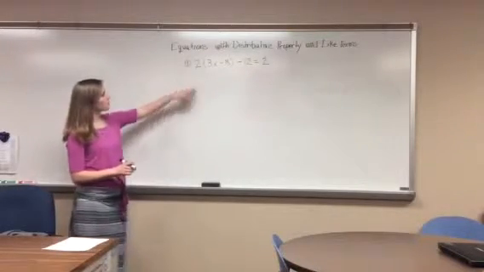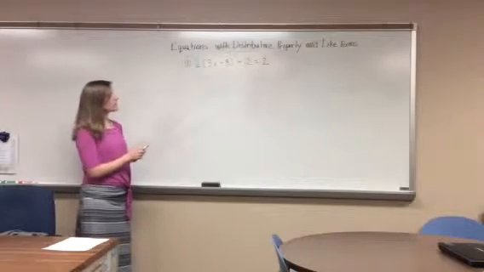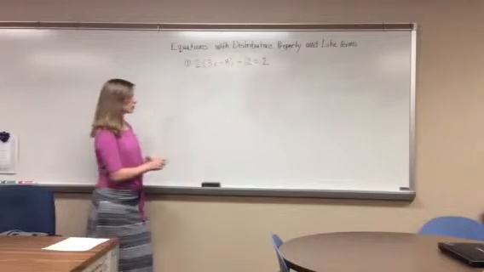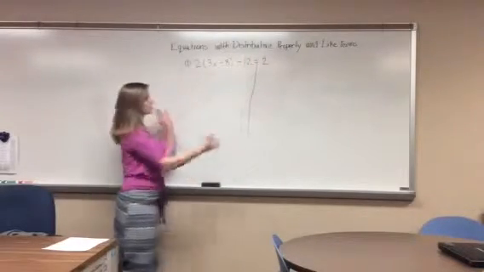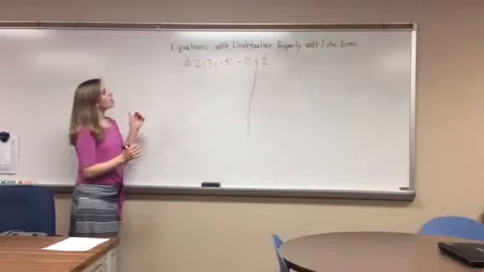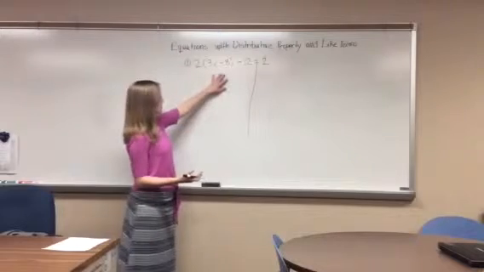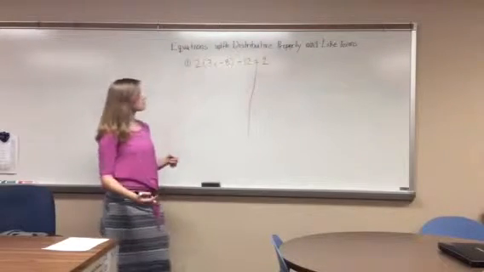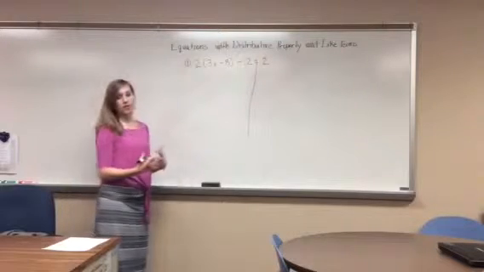Alright, so for number 1, we have 2 times the quantity 3x minus 8, minus 12 equals 2. To solve this, I always like to put my line through the equal sign so I can see the two sides. We need to simplify before we can solve. We have parentheses on this side, we've got some like terms. We need to simplify this so that it's easier to look at, and then we can actually solve for x.